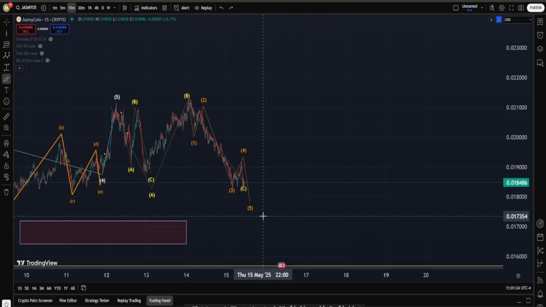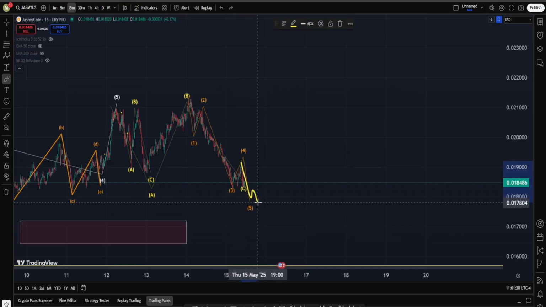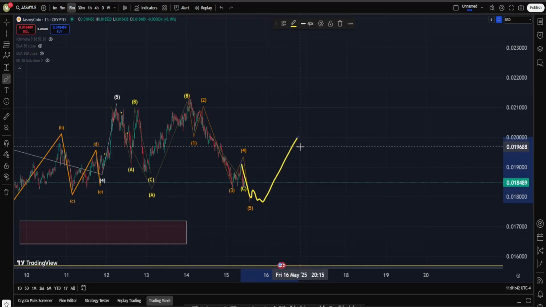So let's have a quick conclusion. I believe in JasmyCoin, soon after maybe a continuation of this move down in the short term, we are going to have a move on the upside, but the move itself is not really that important. Honestly, it is kind of predictable. What really matters is the shape of that move.